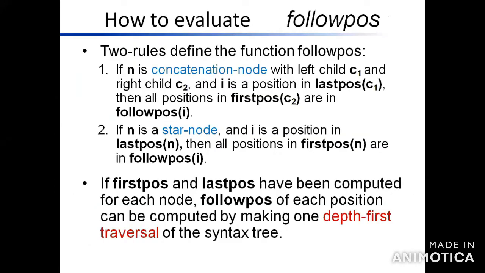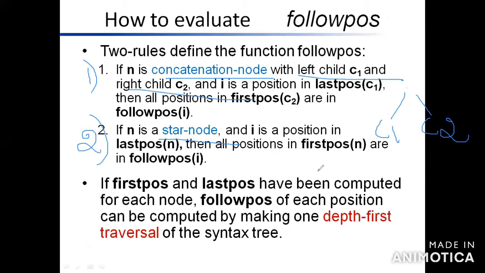Then how to compute the follow position. For the follow position, we have 2 rules, for 2 nodes: one is the concatenation node, another is the star node. For the concatenation node, that is the dot, the left child is C1 and the right child is C2.